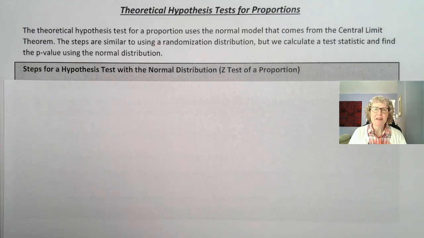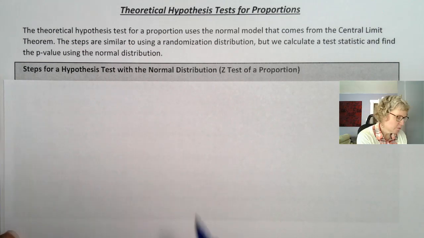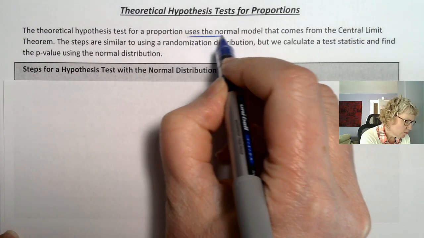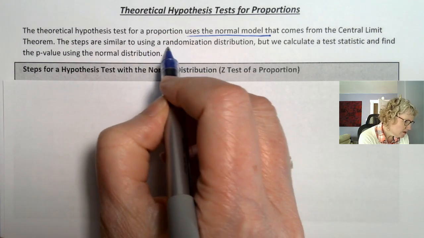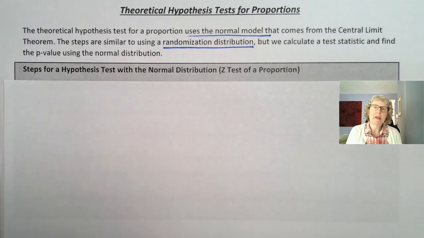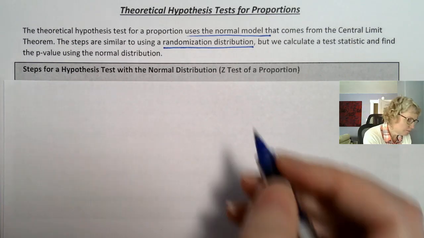Hi again. So now that we've reviewed what a sampling distribution is, kind of the foundation for all of our inference, let's go through the steps for a hypothesis test for a proportion, okay? So the theoretical hypothesis test for a proportion uses the normal model, and we saw in the last video that model uses the normal distribution. And then the steps are similar to using a randomization distribution. That's what we did with our simulation.